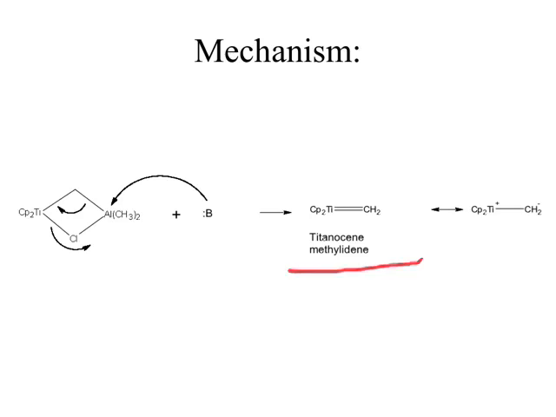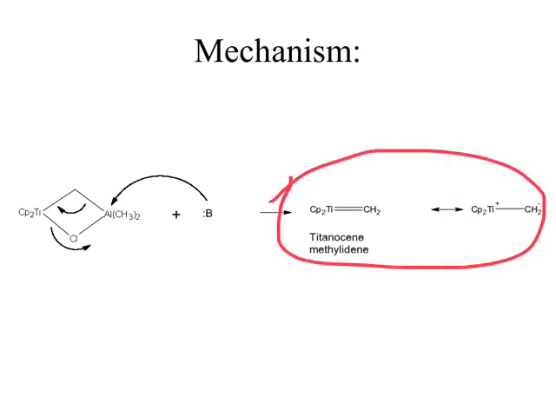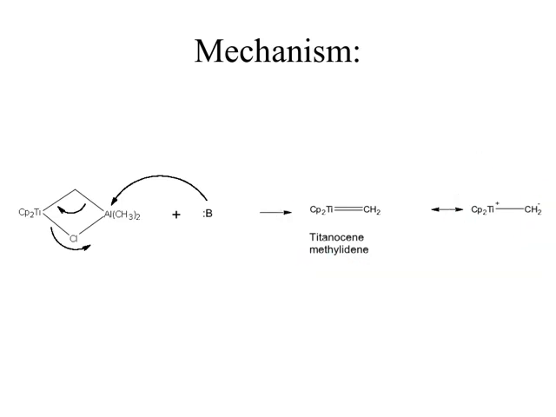This intermediate titanocene methylidene can be written in two ways. This is the first way, where we have a titanium and carbon double bond, or titanium has a positive charge and on CH2 we have a negative charge. So, these are the two resonating structures for titanocene methylidene, which is the intermediate obtained during Tebbe's reaction.